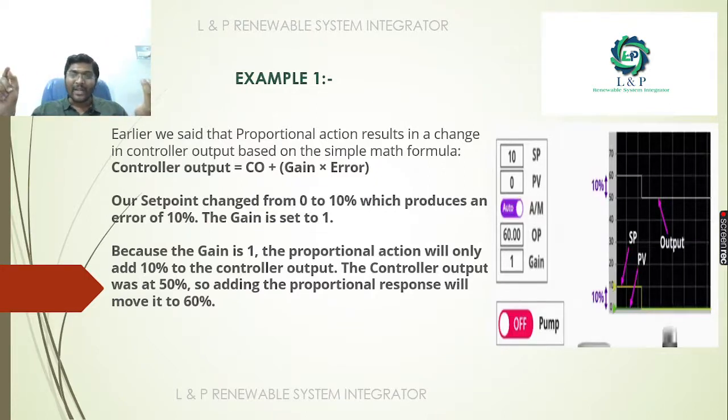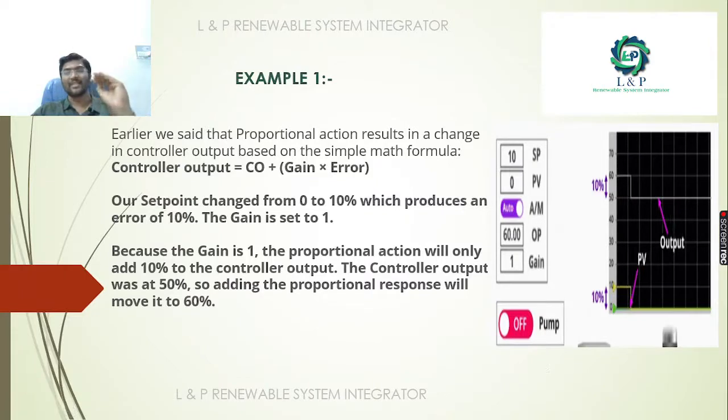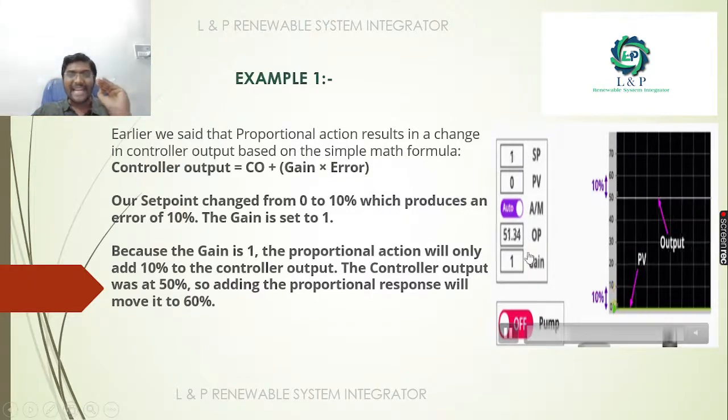So already we know our controller output. Our controller output was previously 50%. Now our gain along with the error gives 10%. So 50 plus 10, we are getting an output of 60%. So this is how the controller is assigning its values, based on the gain and the set point that we are assigning. See here also, the same example only I am telling. From 50%, it's changing the output to 60% because of the set point that we assigned and the gain that we assigned.